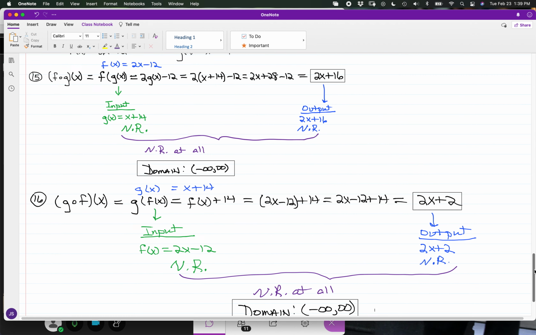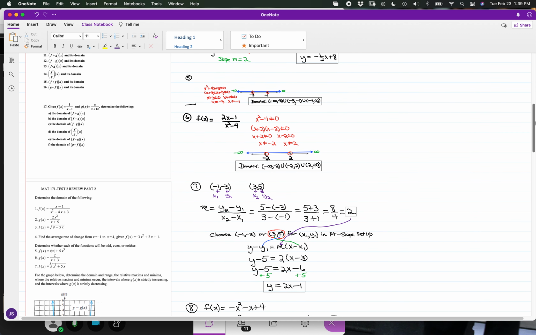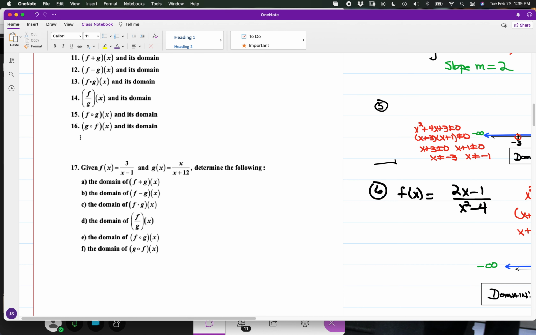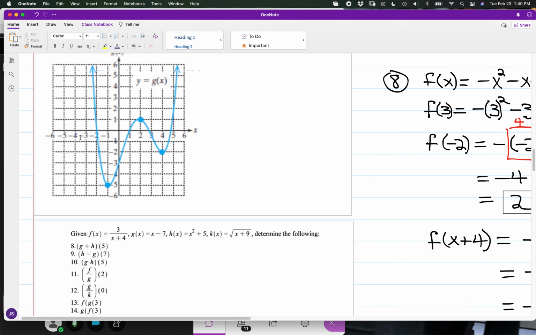All right. Now, in the case of the sets, what I'm going to do for number 17 is look into the domain of the first 4 parts. You're not looking for the results from taking the operations between the given functions, but just looking at what we have in the domain. Right now we have f of x equal to 3 over x minus 1, and g of x equal to x over x plus 12. Now for the domains.